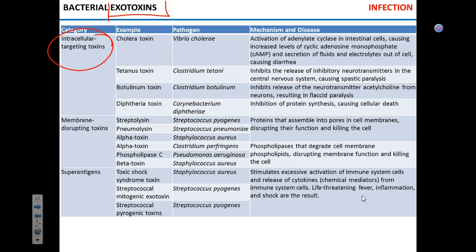Number 1, toxins that target different intracellular mechanisms. Example number 1 is cholera. Have you heard about that disease? What are the manifestations of cholera? What are the symptoms and signs? One very profound sign of cholera.